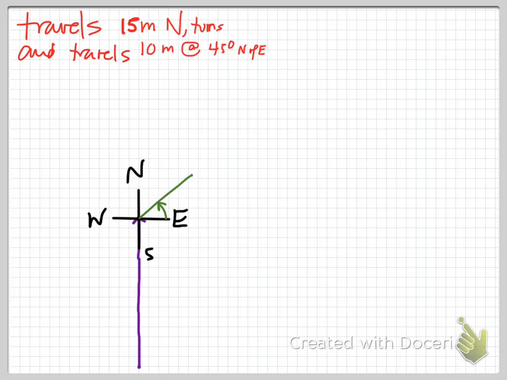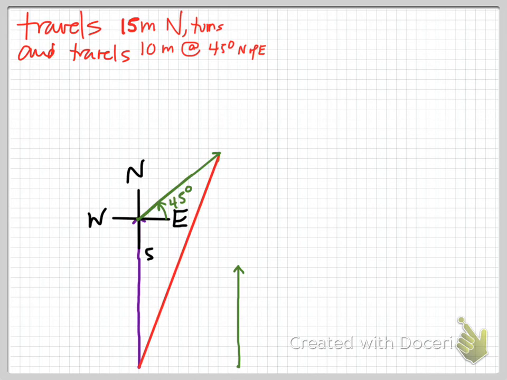Now, my object, whatever it is, travels 10 meters at that heading. I'm kind of having to fudge this on Doceri because, of course, when I pick up my line to move it, it may very well move. I tend to write the degrees in here as a matter of good practice. So now I'm going to do my resultant vector. My resultant vector goes from the what to the what?